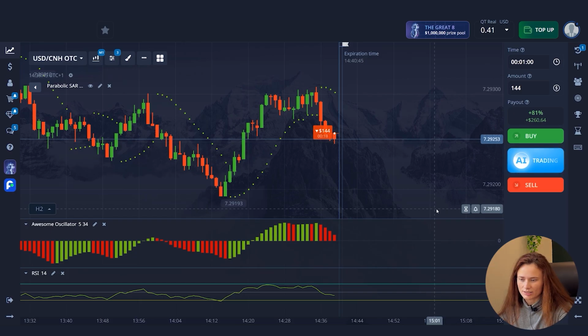With the awesome oscillator, it's even easier, guys. Once the bars of the indicator have changed the color, there was a change in trend. So if you stick to these rules, most of your trades will be profitable. So for now, let's just see the situation through.